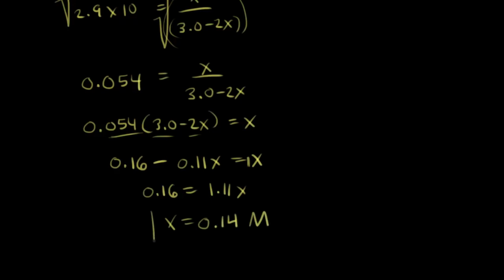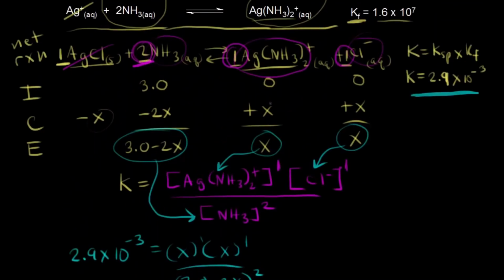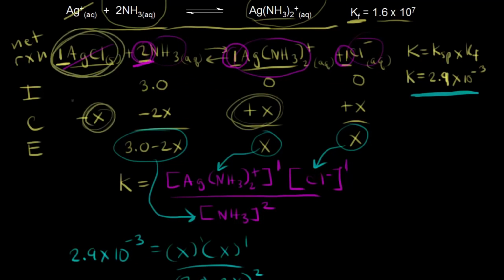So this is concentration, right? So this is our molar solubility. If we go back up here, x equal to 0.14 molar. So that's our concentration of complex ion in solution at equilibrium. That's our molar solubility of silver chloride. So it's 0.14 molar.